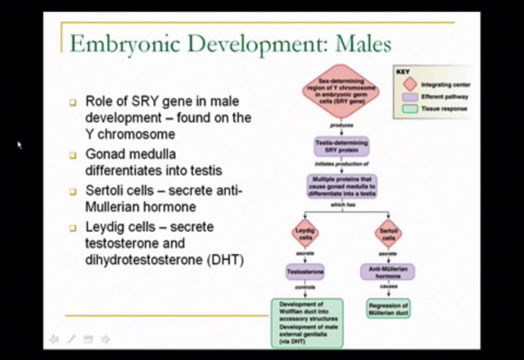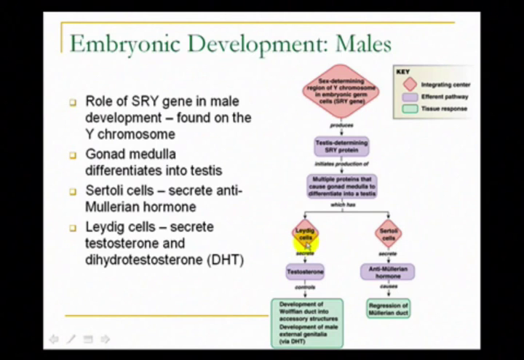If you're male, you have the Y chromosome, and there's a gene found on the Y chromosome called the SRY gene, the sex-determining region of the Y chromosome. If this SRY gene is there, through transcription it will produce the SRY protein. The SRY protein will then turn on other genes, making certain proteins which cause the bipotential gonad to differentiate into the testes. The medulla, the center of the gonad, will become the testes, and the cells will start to differentiate and take on certain jobs.